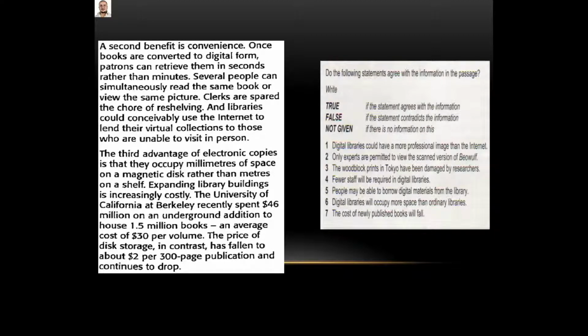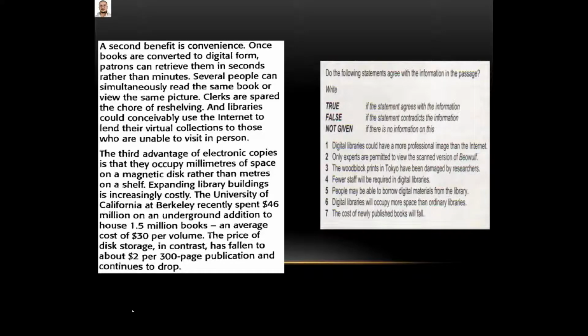Okay, here is the exercise. The question says, it's on the right, do the following statements agree with the information in the passage? Write true, false, or not given. Firstly, we read the questions. Number 1, digital libraries could have a more professional image than the internet. 2, only experts are permitted to view the scanned version of Beowulf. 3, the woodblock prints in Tokyo have been damaged by researchers. 4, fewer staff will be required in digital libraries. 5, people may be able to borrow digital materials from the library. 6, digital libraries will occupy more space than ordinary libraries. And 7, the cost of newly published books will fall.